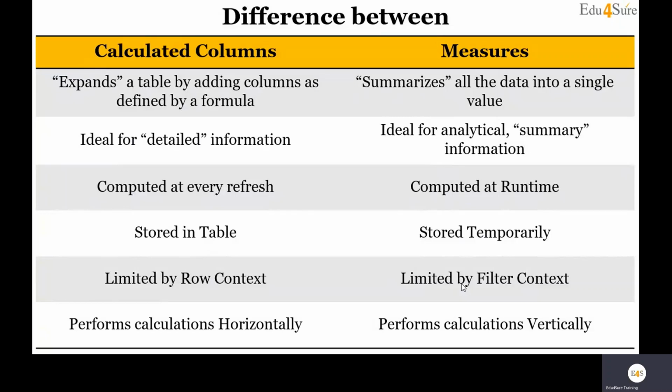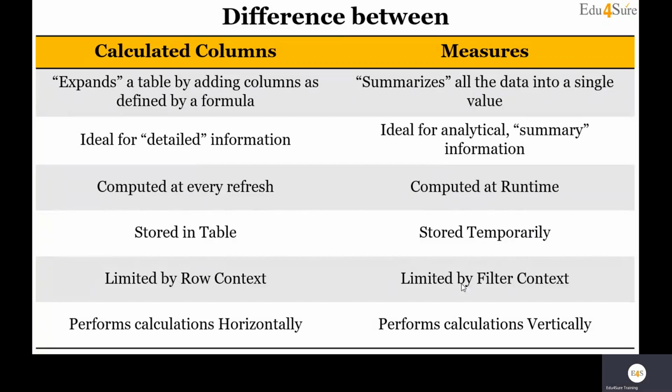What is a measure? It summarizes all the data into a single value. Now you have a column with the name revenue, and that revenue has been given for 5 years, every month. So how many rows do we have? 12 rows for each year, and for 5 years we have 60 rows. Now you want to total out that revenue for all the 5 years. The one value which you would get after totaling out that sales column is called a measure. So this is the basic difference between calculated columns and measures.